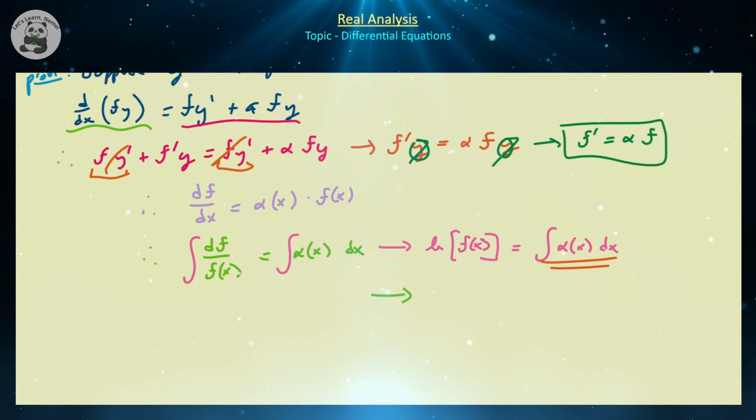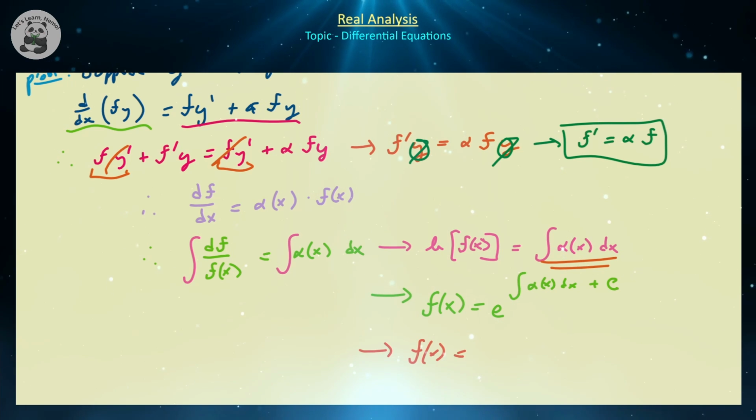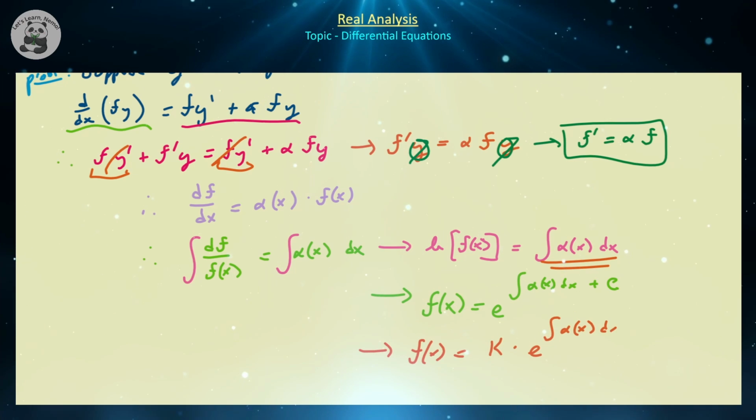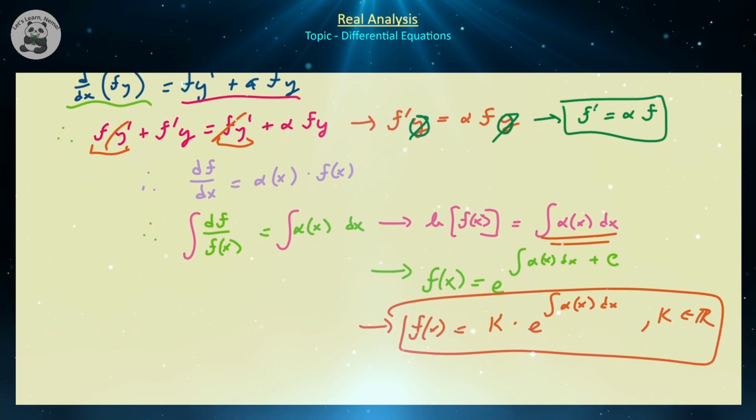And then we're going to have the exponential of both sides. So we're going to have f of x is equal to e to the integral of alpha x dx plus some constant c. And that's going to give us our function f. And I'm going to call e to the c equal to k. So we're going to have k e to the integral of alpha x dx, where k is some positive real valued constant. Right? So that's what our integrating factor is.